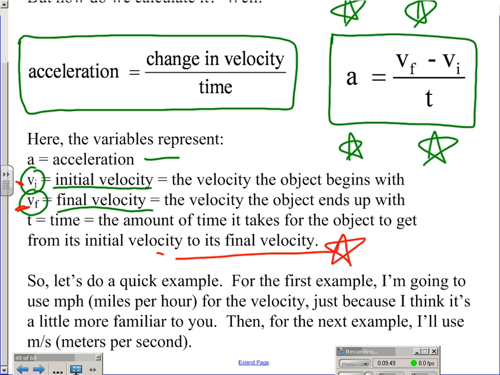In this first example, we're going to use miles per hour to measure the velocity, just because it's more familiar to you. You guys all know what 1 mile per hour is. And when I say miles an hour, I think you're able to visualize that as being velocity. Eventually, we're going to have to switch over to meters per second, just so that you know that's coming down the road.